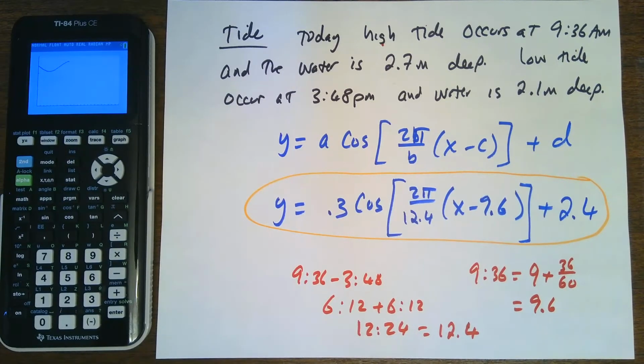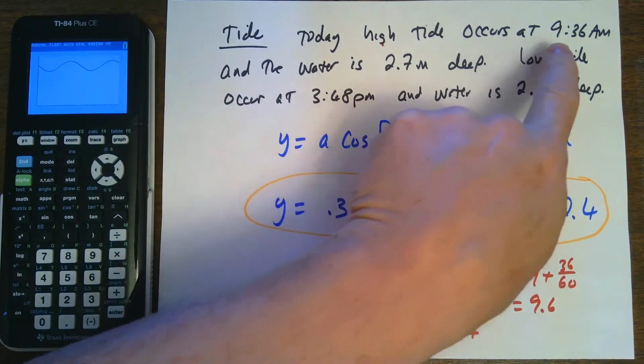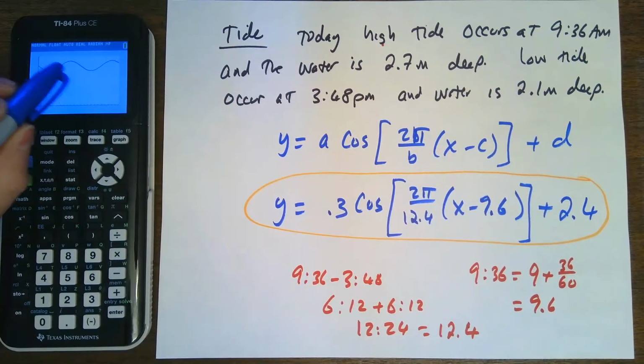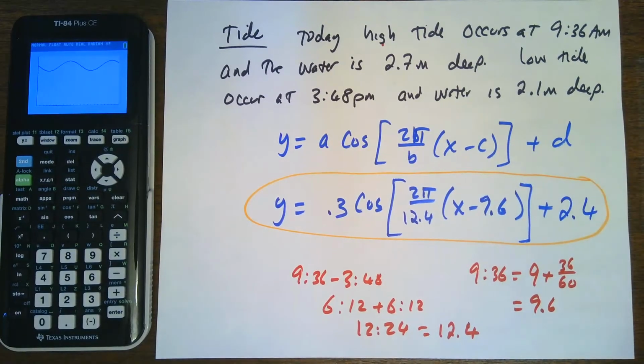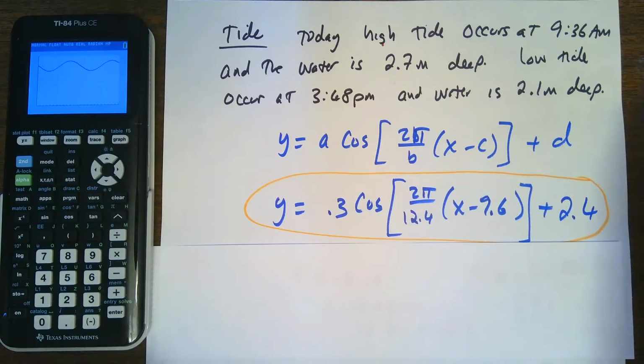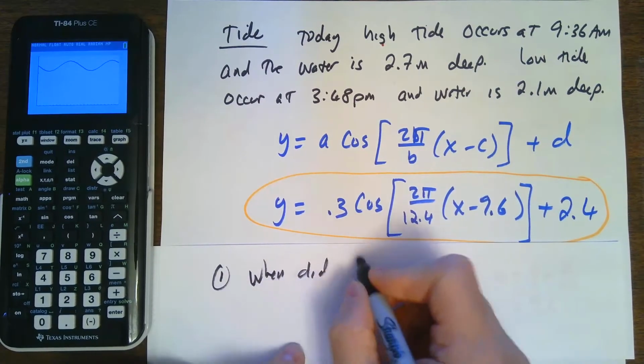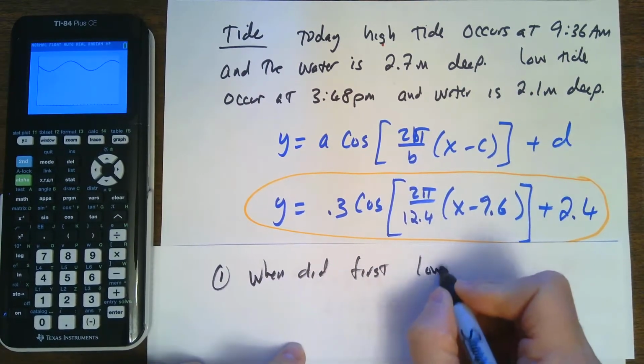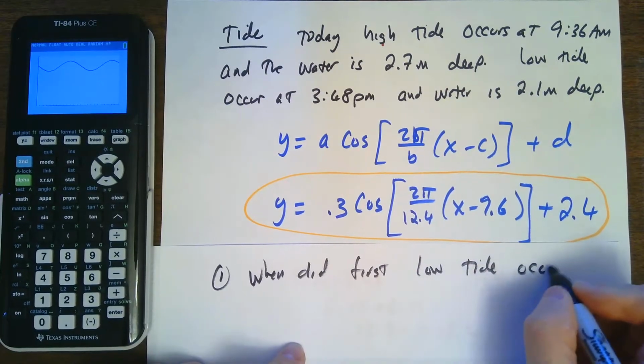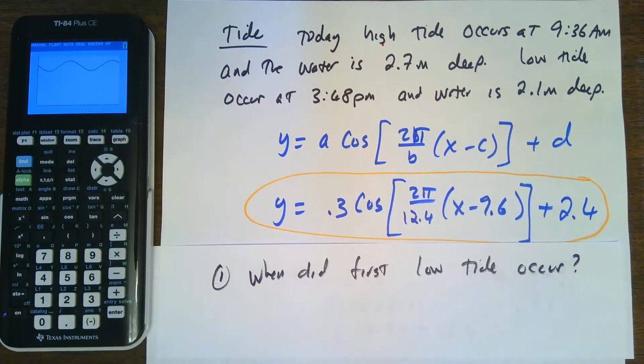I'm going to hit graph now and take a look at it. Here we go. So here's the depth of the water as a function of time. Now, I noticed the high tide occurred at 9:36. That's going to be this point right here, 9:36. Let's ask some questions now. Given this model, suppose I ask the question, when did the first low tide occur? When was the first low tide?